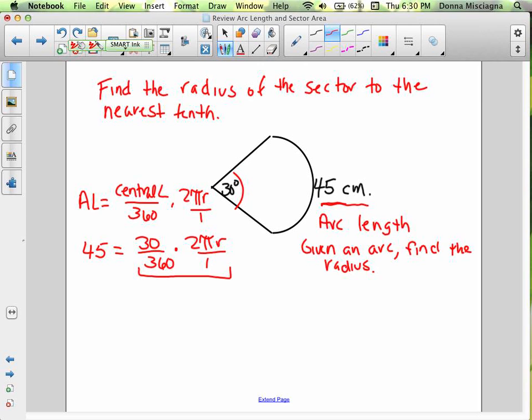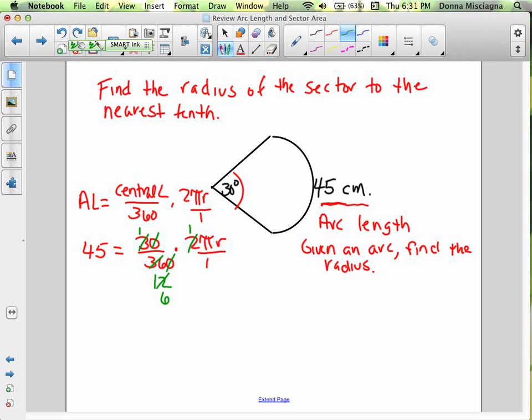Well, right off the bat, I see that 30 and that 360, we could reduce that. I'm just going to move this out of the way. So 30 and 360, I could cancel out the zeros. I could reduce 3 and 36 a little bit more, right? Because 3 divided by 3 is 1. 36 divided by 3 is 12. I could reduce one more time, right? 2 and the 12. 2 divided by 2 is 1. 12 divided by 2 is 6.